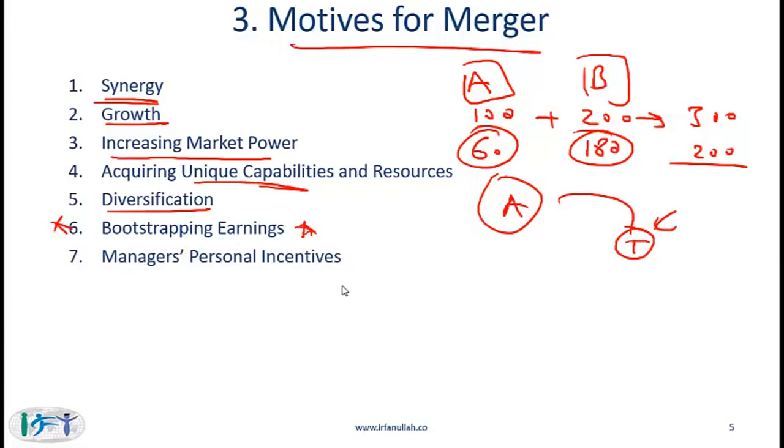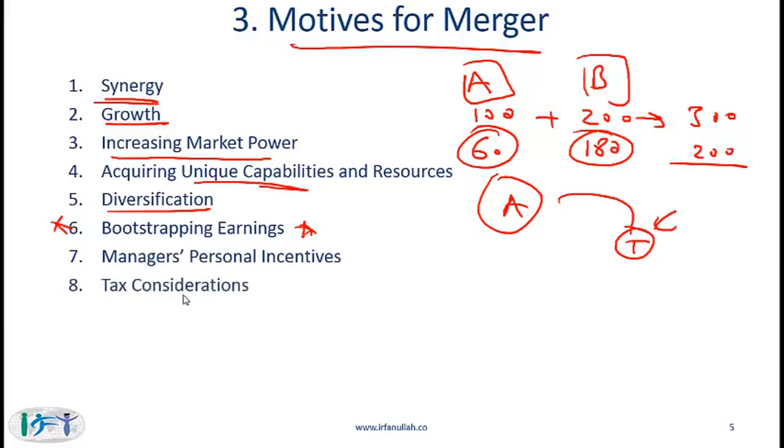Managers' personal incentives: this connects with the agency problem, where we know that generally managers' compensation is connected with the size of the organization that he runs. So you might have the CEO of a company who acquires another company so that he is now running a larger organization.